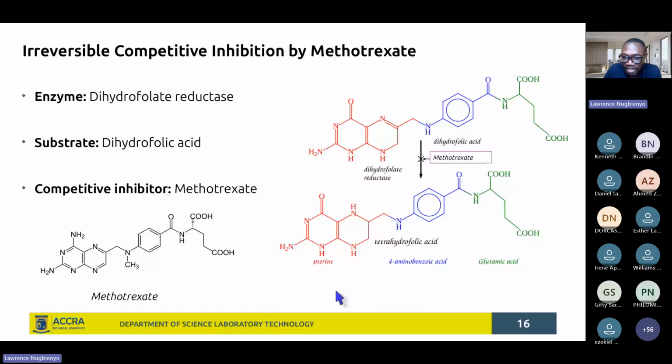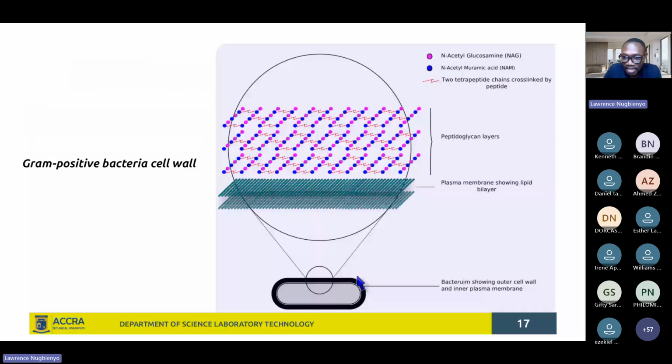All right, so that's another example that we have taken a look at. Now let's start another story. This story we have actually seen before, but maybe we see it in a different way. This is about the component that is the major part of the cell walls of gram-positive bacteria, what we refer to as peptidoglycan.